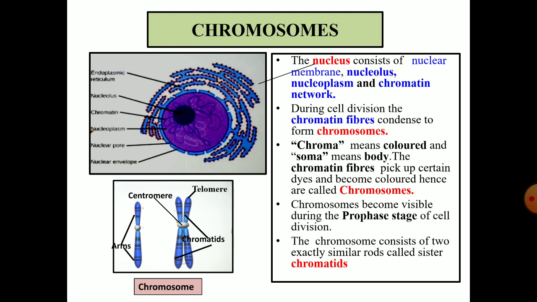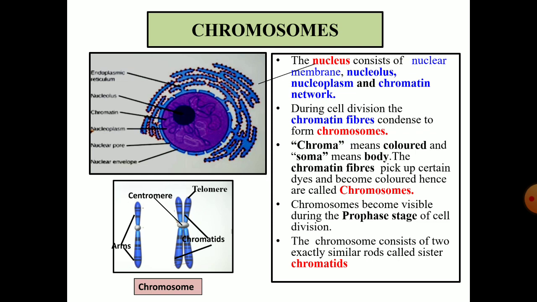Chromosomes become visible during the prophase stage of cell division, and they are very prominent during the metaphase. A chromosome consists of exactly 2 rods called sister chromatids. Whether it is a single structure, it is also called a chromosome. The other one which you see having two rod-like structures joined by a centromere is also called a chromosome. Any structure for that matter having a single centromere present is called a chromosome.